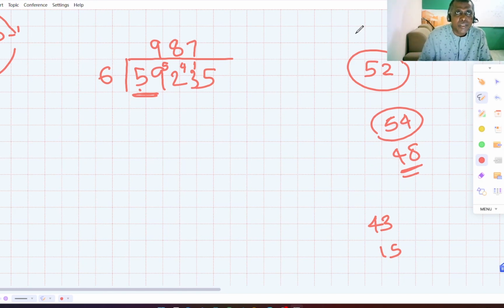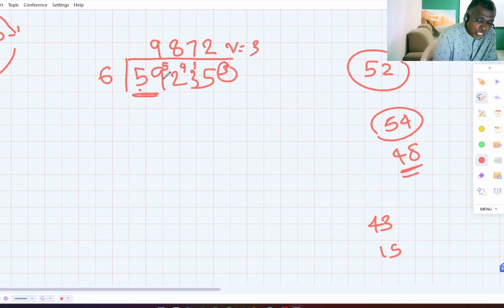Next, 15 divided by 6. 6 times 3 is 18. 6 times 2 is 12. I can't get 18. Just 2 is coming, for the 12. Count forward from 12: 12, 13, 14, 15. That's coming 3. R is equal to 3. Here it's coming 3 as the balance. So if you divide 59,235 by 6, your answer is 9,872.